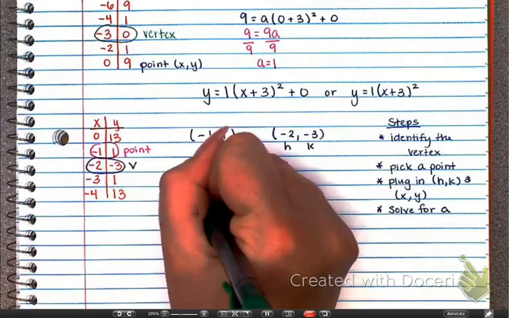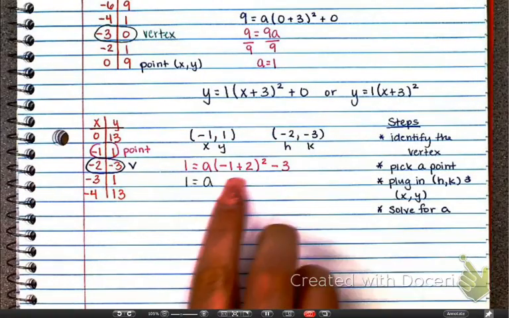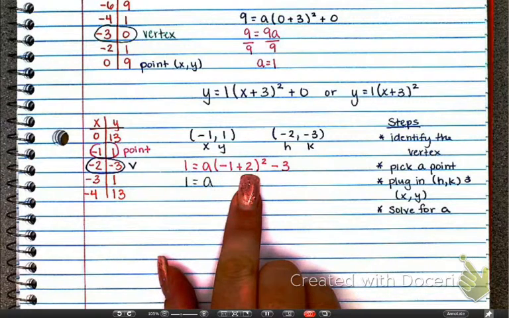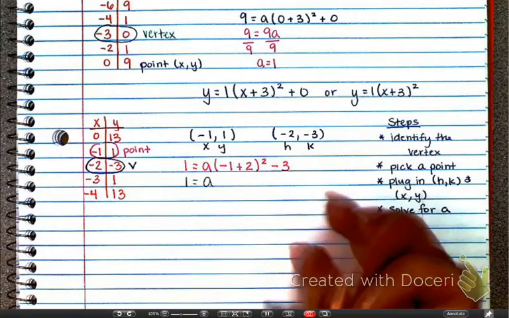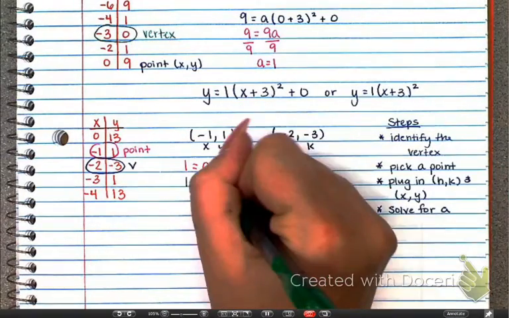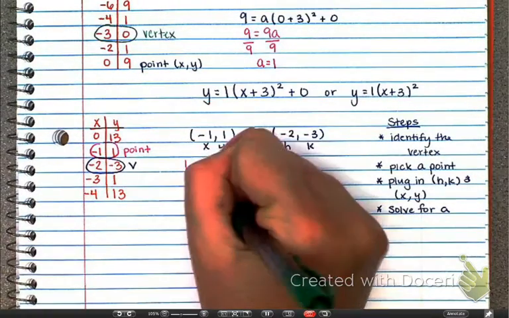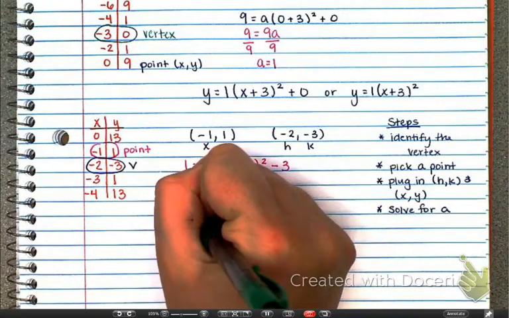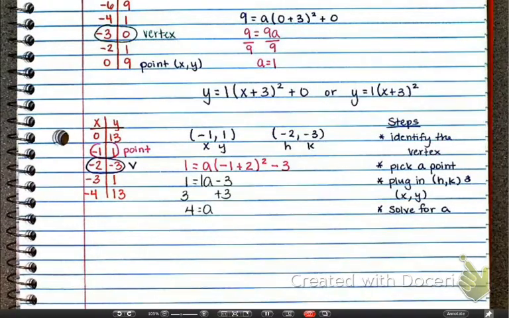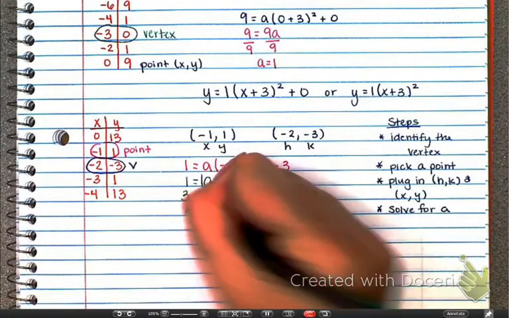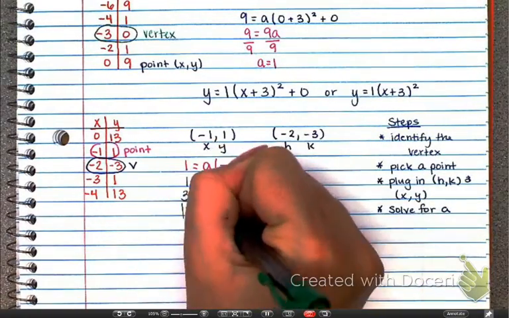So 1 equals a times (-1 plus 2), which is 1. 1 squared is 1, and then 1 times a is 1a, right? Minus 3. What would I do to get a by itself? Add 3. So 4 equals a. So I know what a is.